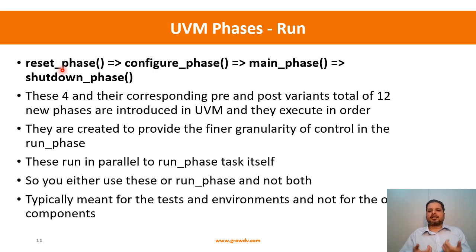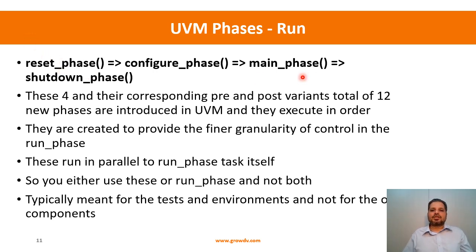I hope the point that these things are happening in parallel is clear. The reason for us to know about it, although the run phase is recommended, why are we looking at it? The reason is there could be some environment that could still be using this. They might have a reason for it. Doesn't mean that it is useless, right? So we need to know about it, and if they have implemented their sequence in the main phase, then we should not feel confused. That is why we want to understand this.